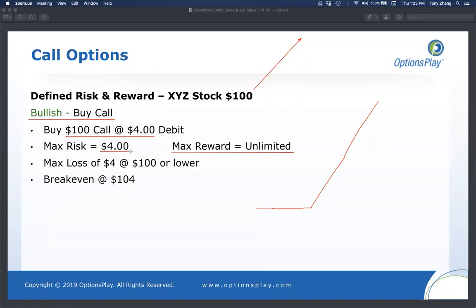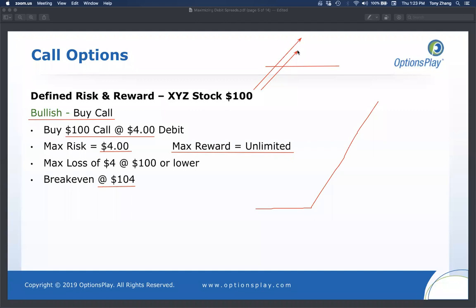However, the downside to this strategy is that because you paid $4 for that call option, your break even is actually 104. So not only do you have to call the direction of the trade correctly, you also have to call the magnitude. The stock has to reach at least 104 just to break even. If the stock makes it to 103 or 102, you actually lose money on this trade. Even at 104, you're just at break even. So you really need a 5, 6, 7% gain in the underlying stock before the strategy makes you money in the long run.